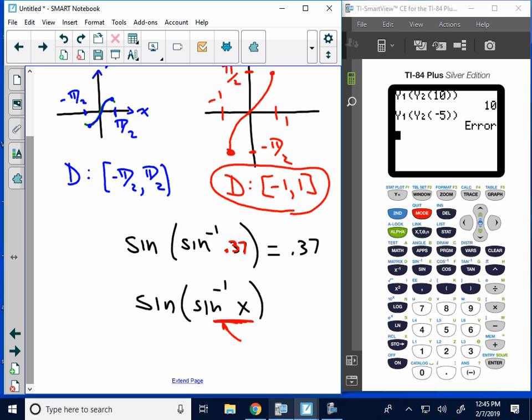And we could check that on the calculator. I don't need to do y1 and y2. I can just do what is the sine of the sine inverse of 0.37. Okay, and we get exactly the same thing out again.